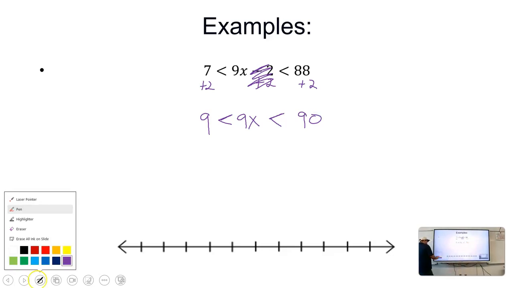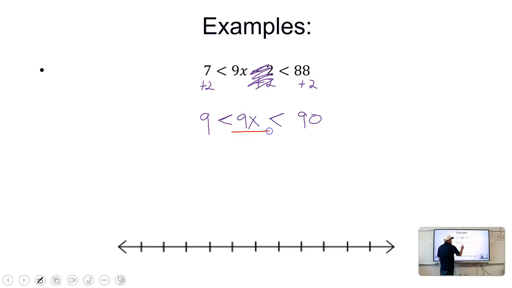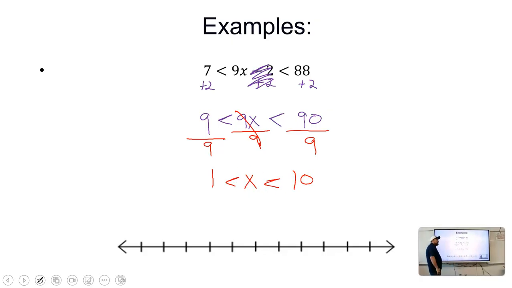All right, now we have that 9 times x, so we're going to have to divide by 9. Whatever I do to one term or one side, I have to do to all of them. 9 divided by 9 is 1. The x stayed in the middle. 90 divided by 9 is 10. So now I have solved my compound inequality.